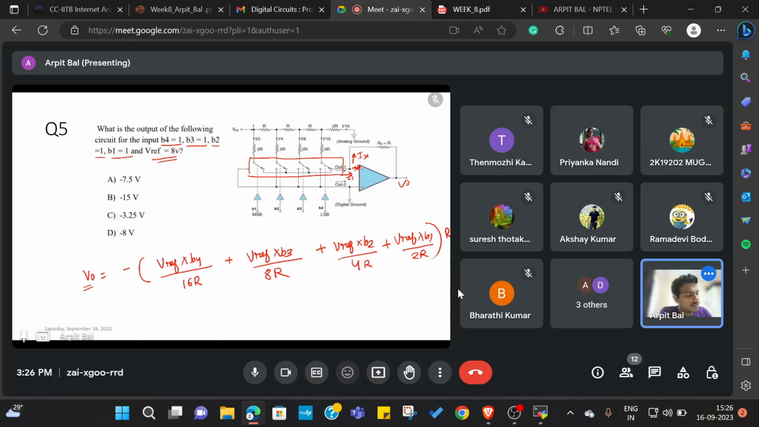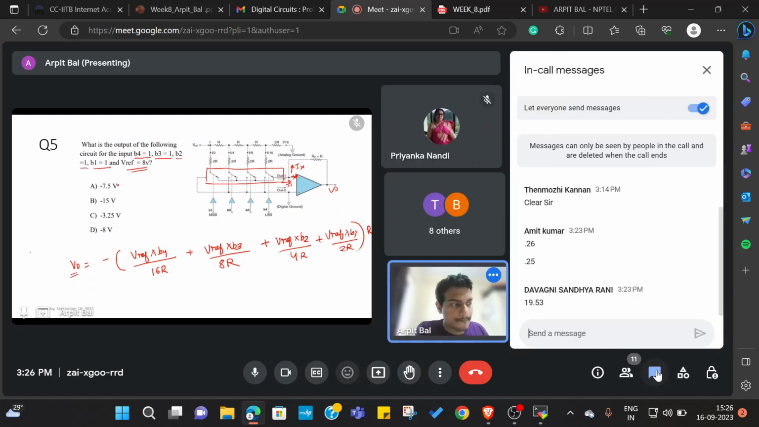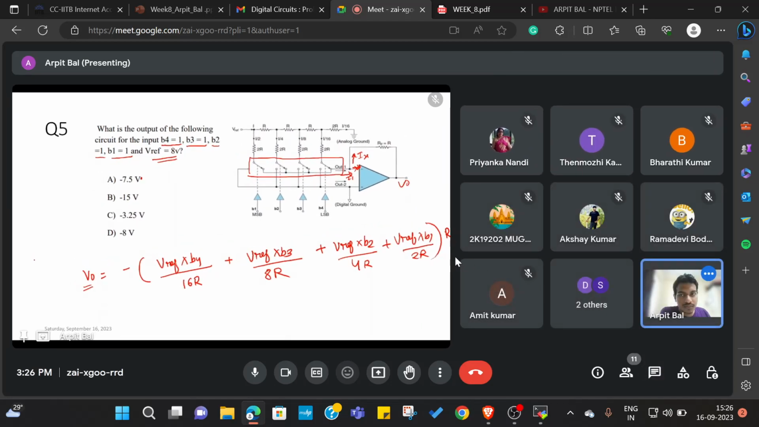Option A. Okay, Vref is given as 8 volt. Maybe. So 8 plus 111 8. Okay, yeah, so one answer is option A. Is there any other answer? Anyone else would like to give it a try? Okay, actually option A is the correct answer.